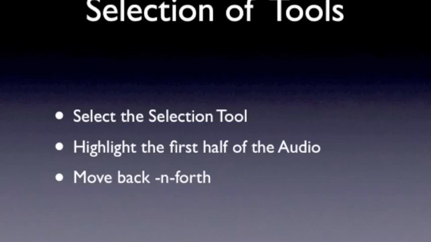The next part of the lesson, we're going to use a selection of tools, and the tool that we'll be working with on this first part is called the selection tool. So what I've done is select the selection tool, highlight the first half of the audio, and move back and forth. That's what we're going to do with it after you've highlighted it. And so I want you to go ahead and do that.